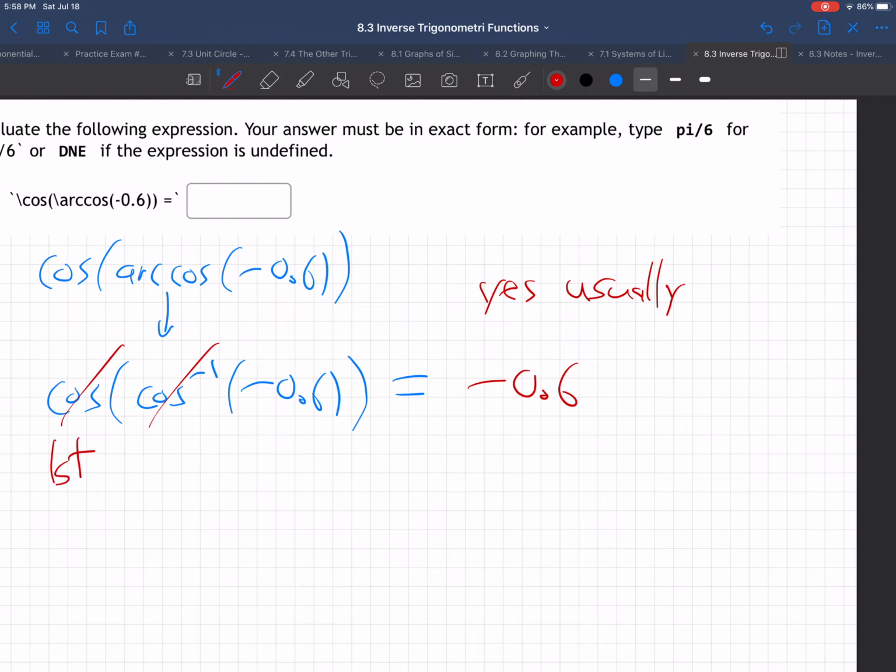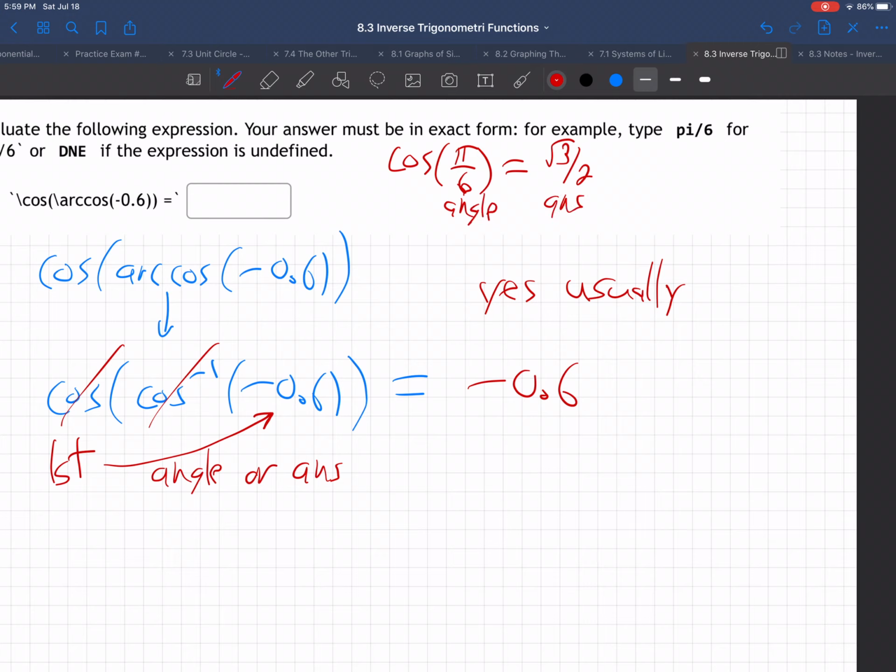I'll tell you the first step is to decide if this thing is an angle or an answer. Right? For a normal cosine function, we put in an angle, like cosine of pi over 6. And that is root 3 over 2. We put in an angle and we get out an answer. So that means vice versa for an inverse trig function, we would put in the answer, get out the angle. So which one's this?